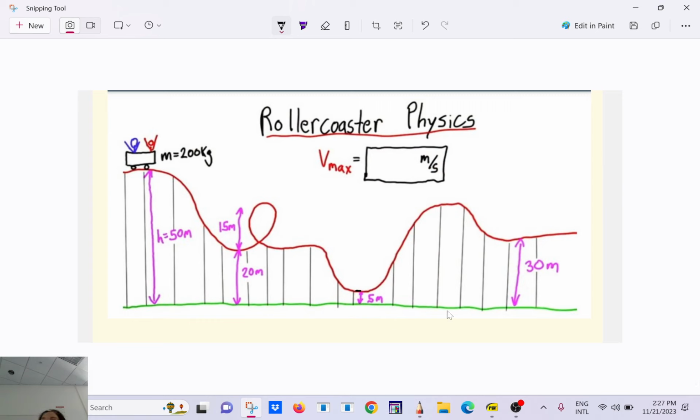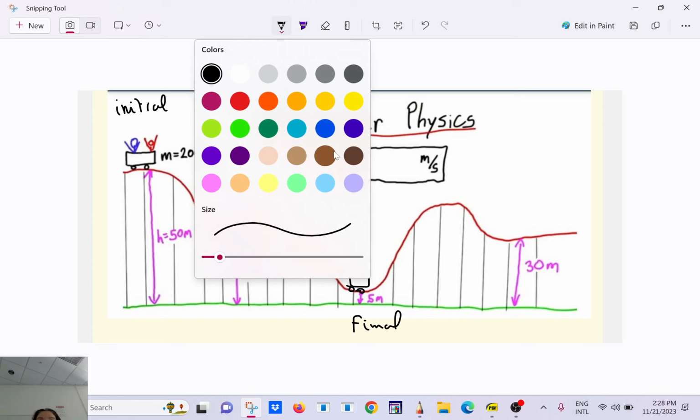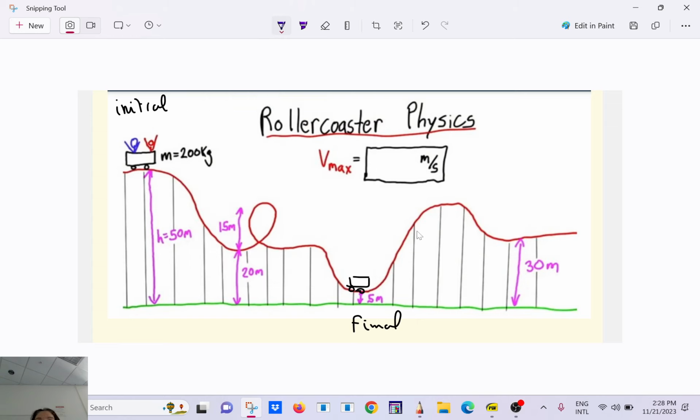So here it's up to you. You can take potential energy to be zero here, or you can take potential energy to be zero there. It does not matter. What matters is that this is the initial position, and here that will be the final. Here there is no speed, and here you have a speed.